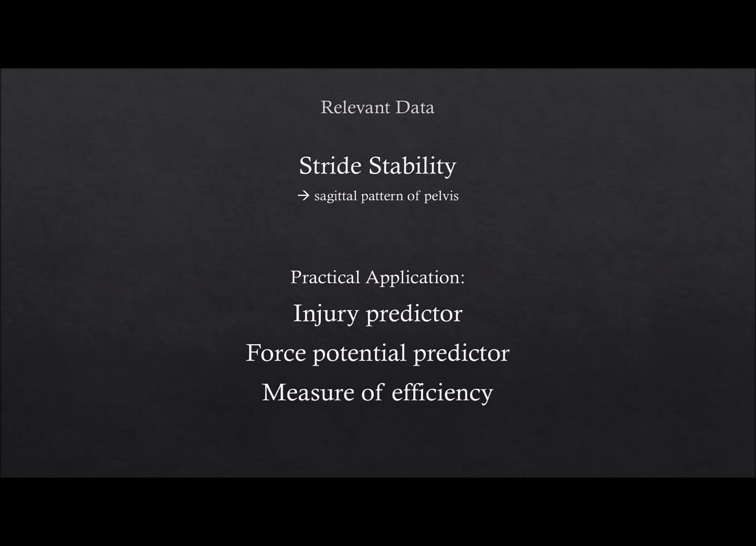It's also a force predictor because a stable sagittal pelvis allows for frontal plane movement, which is the number one predictor of force. So the efficiency of the stride is also heavily tied to the sagittal movement. If the sagittal movement is stable, there's a much higher probability for efficient movement.